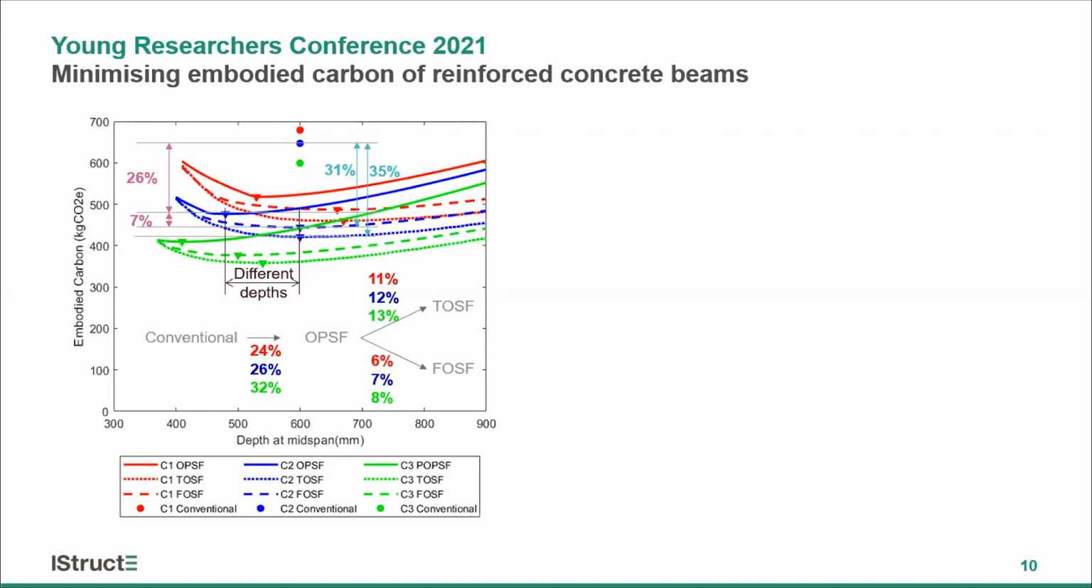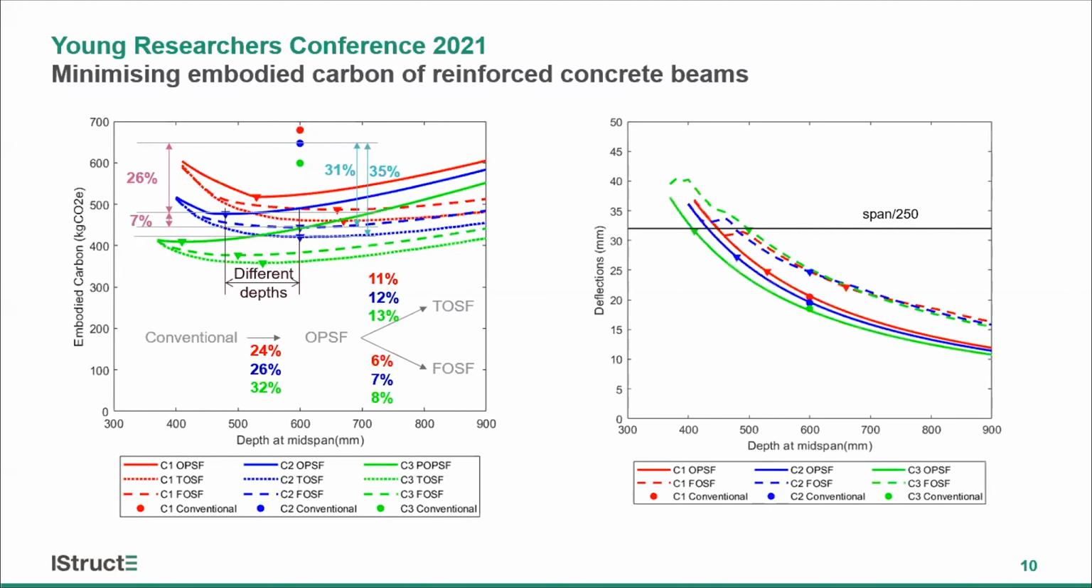In all these optimization strategies, I have not based on conventional span to depth ratios for deflection control. So we have to check the deflection as well. So this graph shows the deflections under quasi-permanent load compared with the conventional benchmark. As you can see, the identified optimums can satisfy the conventional benchmark. So these optimization strategies have not violated the serviceability criteria.